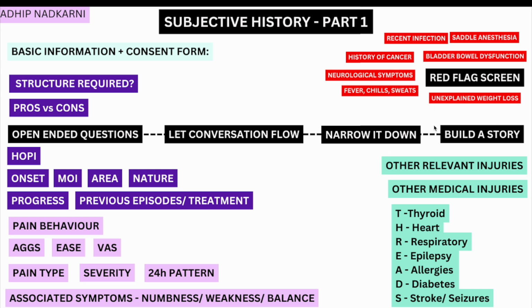Now let's go ahead and cover some of the basic routine questions, that is screening for red flags, where you will ask questions about recent infection, saddle anesthesia, history of cancer, bowel and bladder dysfunction, neurological symptoms, fevers, chills, sweats, and unexplained weight loss. This will help you rule out any serious pathologies that might be going on.